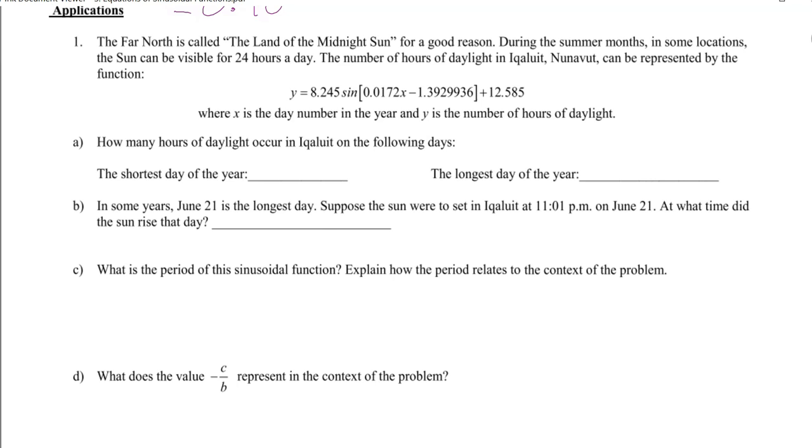Shortest. What's the calculation? Numbers are there. What are you going to do? D minus A, right? What's D? So it's D minus A, 12.585 minus 8.245. Which is, all right, what do we got? 5's there, that gives us a 0, a 4, a 3, a 4, a decimal point. So on the shortest day of the year, you'll have 4.34 hours.